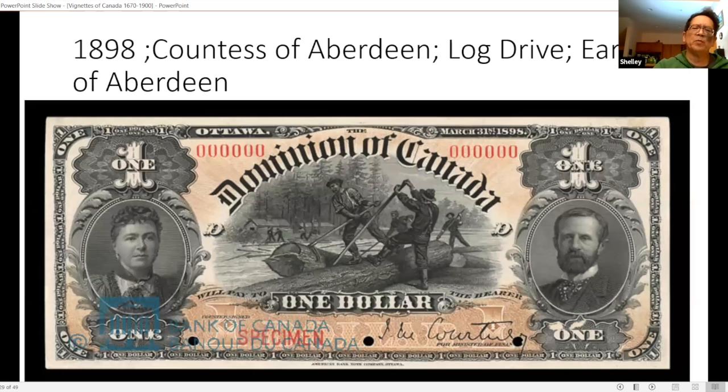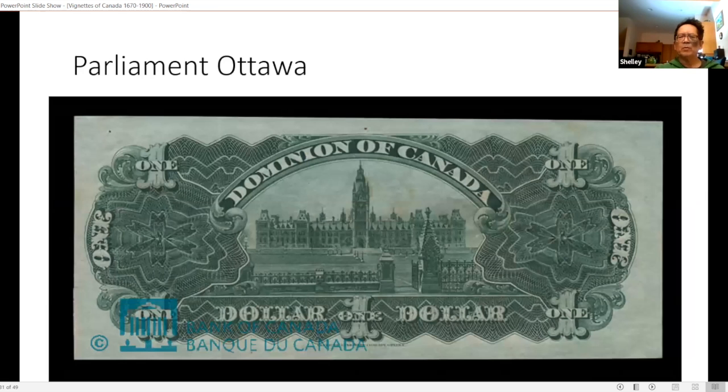Here's a beautiful banknote, again, tribute to the logging of the time period, with the Earl of Aberdeen and the Countess as well being portrayed. On the reverse, we're starting to see the emergence of the Dominion of Canada with Parliament being on the reverse. And this scene is utilized again in 1967 on the 100th anniversary of Canada.